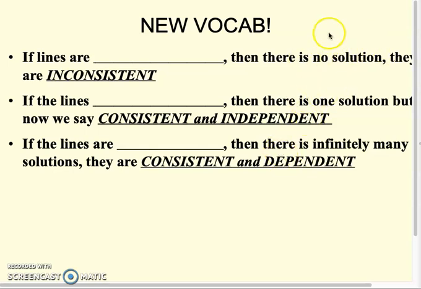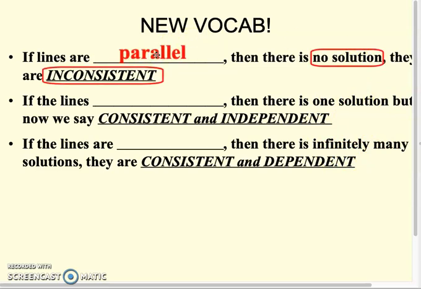So first thing, focus on the words from the previous lesson. No solution, one, which we said one unique solution, or infinitely many, and how they attach to the kind of graph you had. We know that no solution was parallel, so parallel lines don't cross, that's a no solution. And we say it's inconsistent, which means there's no consistency, no connection between the two in terms of solution. So there's no consistency going on. And that's another way of just saying that you've got parallel lines.